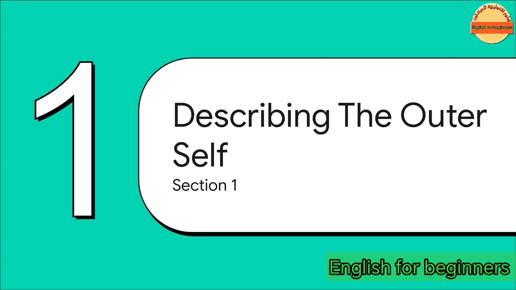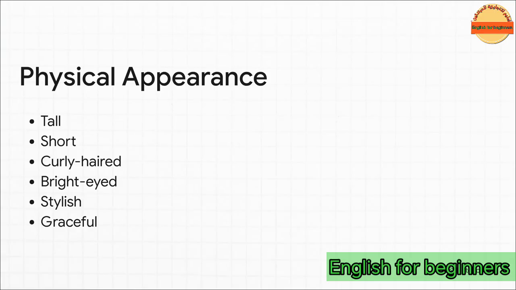First up, describing the outer self. All the stuff we can actually see with our eyes. All right, so this first set of tools is all about physical appearance. Words like tall or short give us a sense of scale. Something like curly-haired or bright-eyed adds a really specific feature. You can even describe how someone moves or presents themselves. Maybe they're graceful or really stylish. Every single one of these words helps to paint a clearer, more complete picture of what someone looks like.